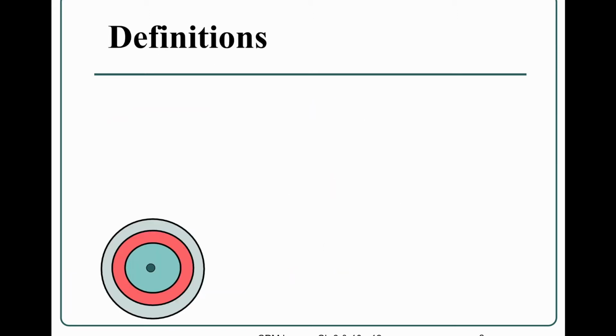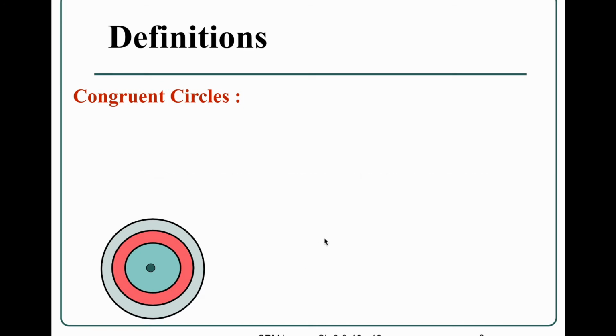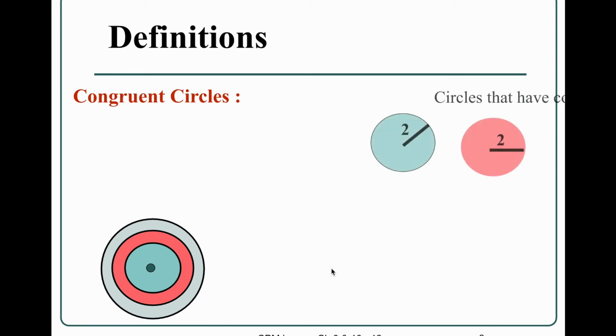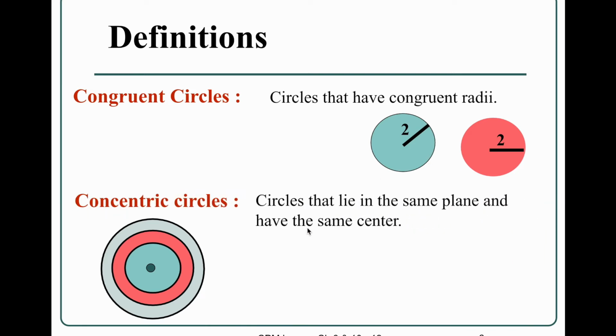We have some definitions. Congruent circles, defined as circles with congruent radii. This is a 2, even though the radius is not exactly in the same place, lying horizontally like the pink circle. So congruent circles, again, are circles that have congruent radii. Concentric circles. These are circles that lie in the same plane and have the same center. This is the bottom left corner.